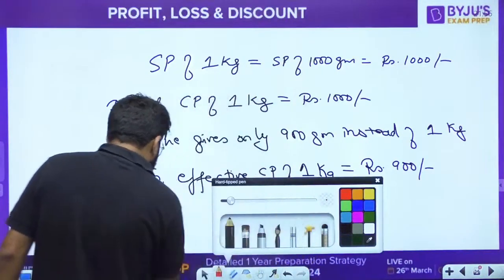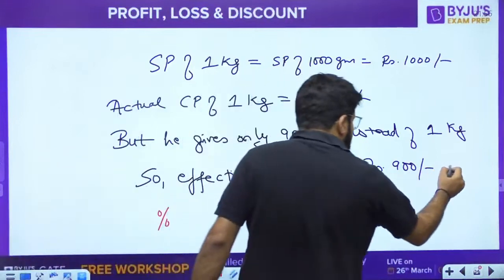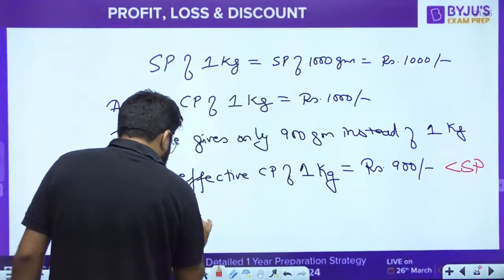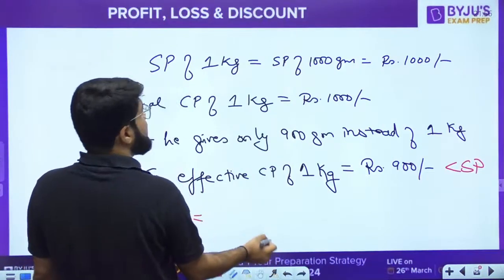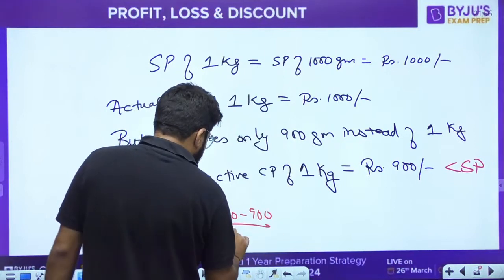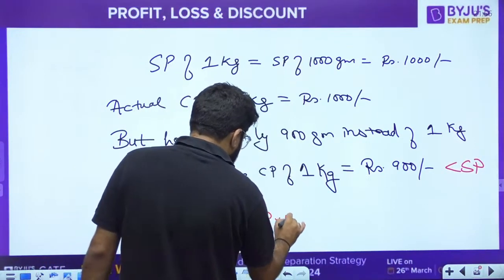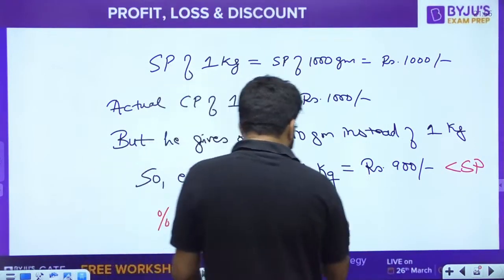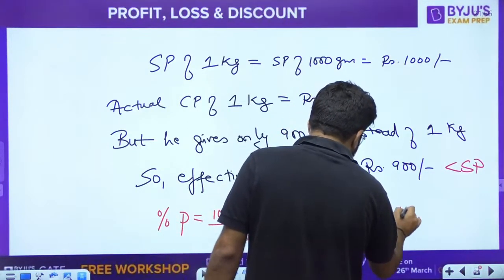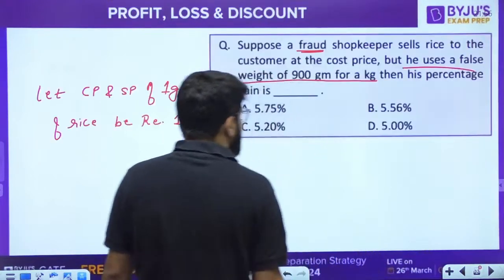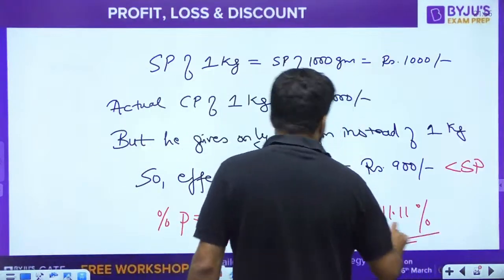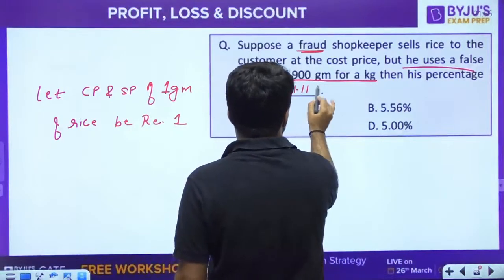So now here you have the percentage profit. This is less than the selling price. So selling price is more. That is why there is profit. Okay, and that is given by: selling price 1000 minus cost price 900, calculated over cost price, into 100. So this is 1 by 9. 1 by 9 is 11.11 percentage.